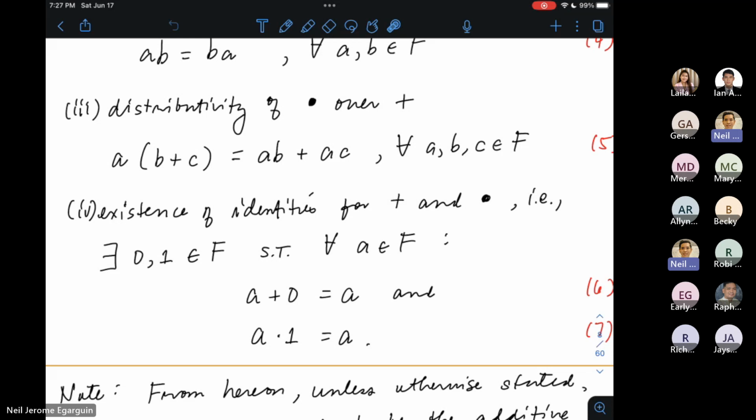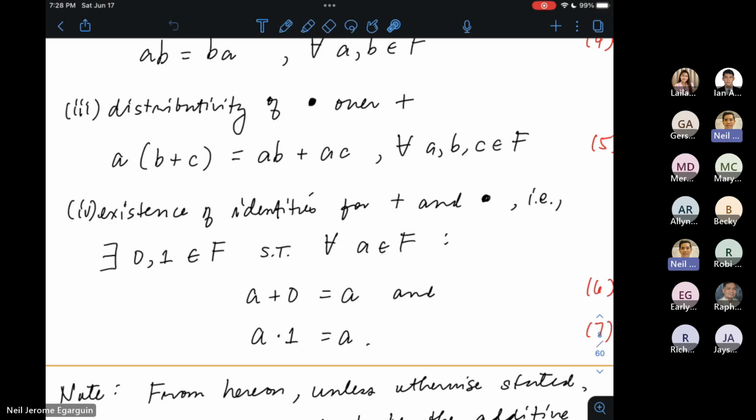Kasi property number 3 requires the distributivity of multiplication over addition. Word of caution, magkaiba yung distributivity of addition over multiplication. Para sa isang field, yung pangalawang operation, yung multiplication, dapat ang pwedeng i-distribute over the first operation. Alright? So, siguro hindi siya ganun ka-importante for you now, pero importante siya. So, dapat yung multiplication ang nadidistribute sa ibabaw ng addition.